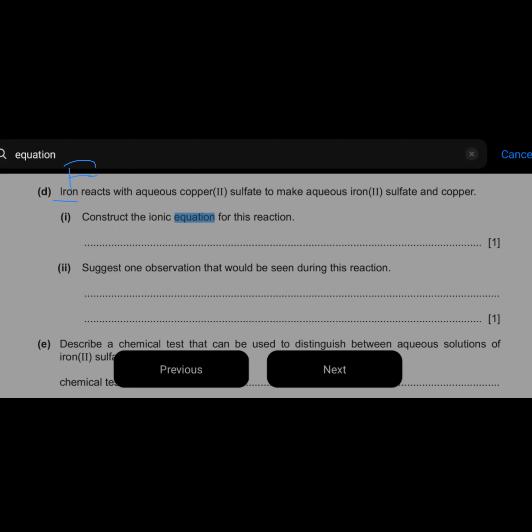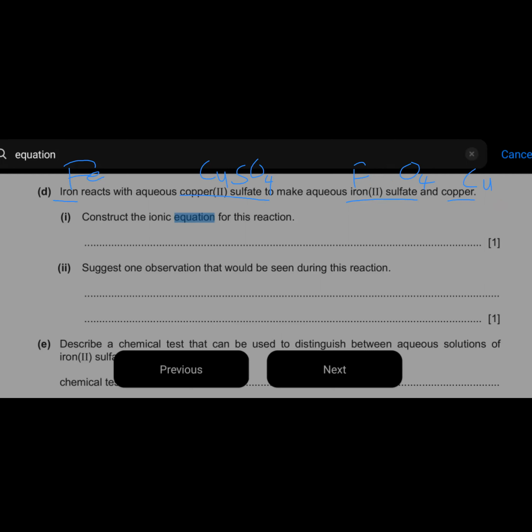Fe. Then it reacts with copper sulfate. What's copper sulfate? Copper 2 sulfate, we write it like this. Sulfate is a 2 minus ion and copper 2 plus is there, so they're switching, and copper sulfate is left. And then we have iron sulfate, and copper alone. Now you're supposed to break down the ions.